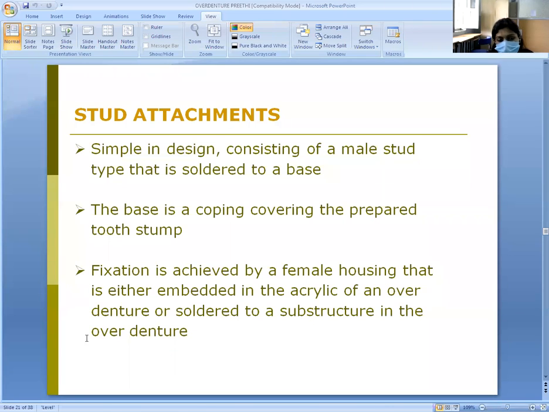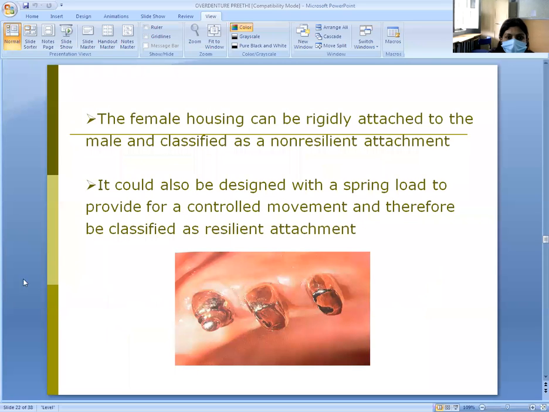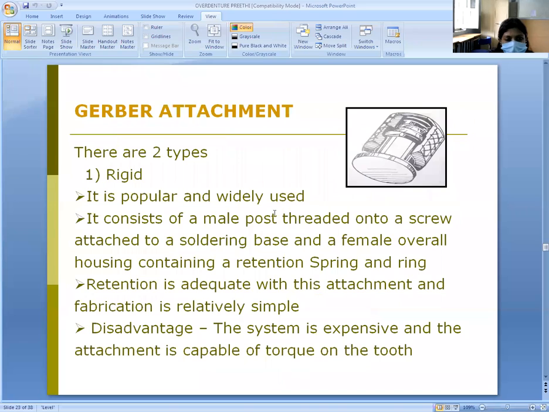So you can solder this attachment to the overdenture. The female housing can be rigidly attached to the male, and it is classified as a non-resilient attachment. If it is rigidly attached to the male, then it is classified as non-resilient. And if there are some possible movements, then it is called a resilient attachment. It could be designed with a spring load to provide a controlled movement, and therefore it is classified as a resilient attachment.